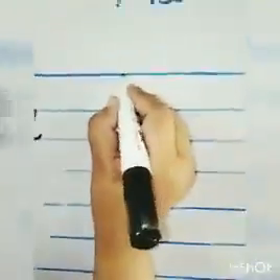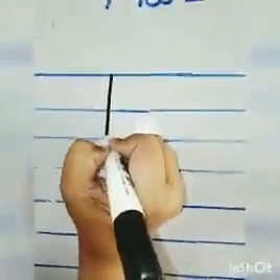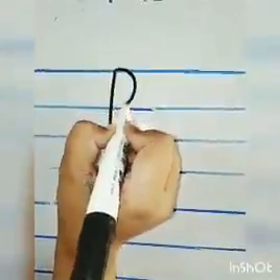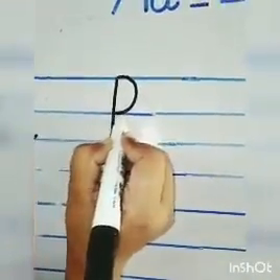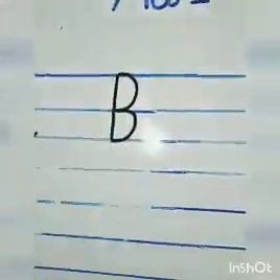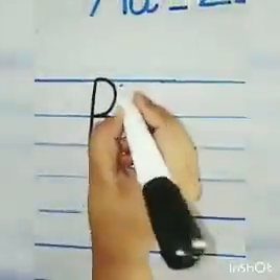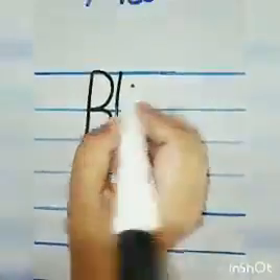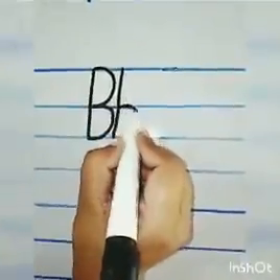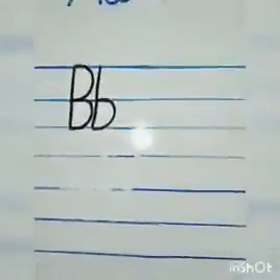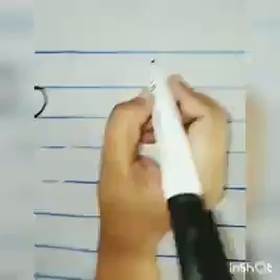Next is B. Make a straight line, then a curve, then a little bit bigger curve till the bottom. This is B. And then small b, make a straight line, put a pencil here and make a small curve till the bottom. This is B.